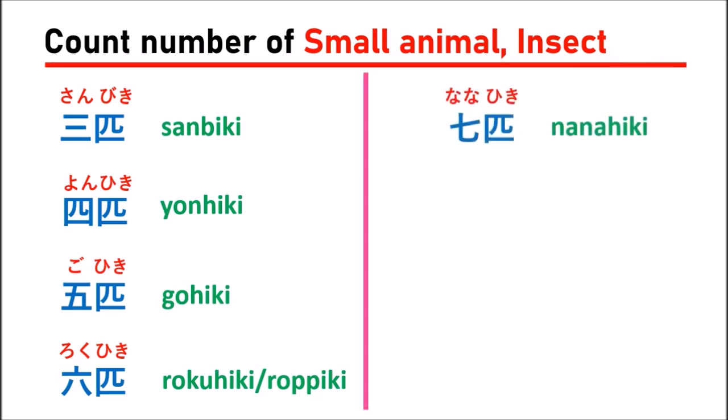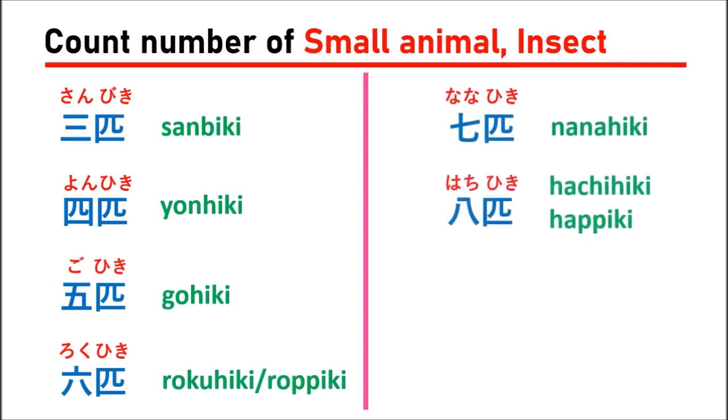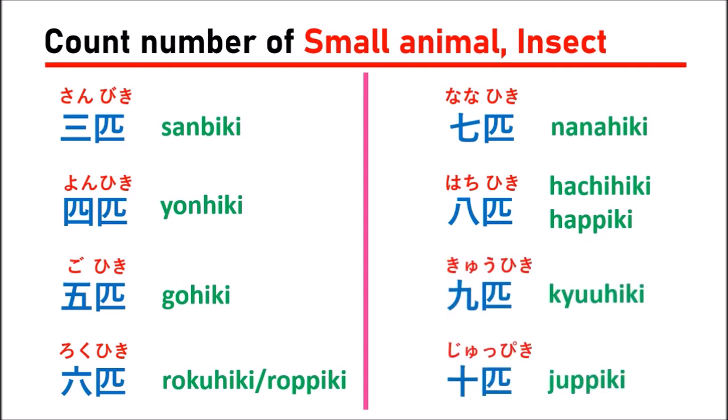Nanahiki, nanahiki, hachihiki, hachihiki, or you can say happiki, happiki, kyuhiki, kyuhiki, juppiki, juppiki.